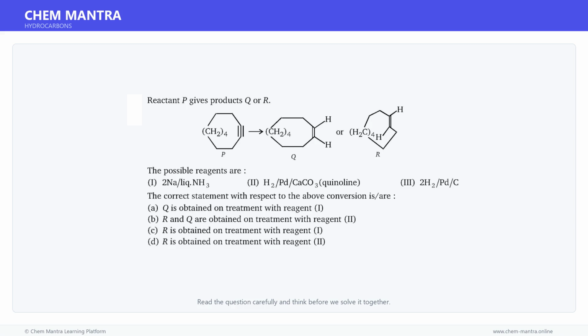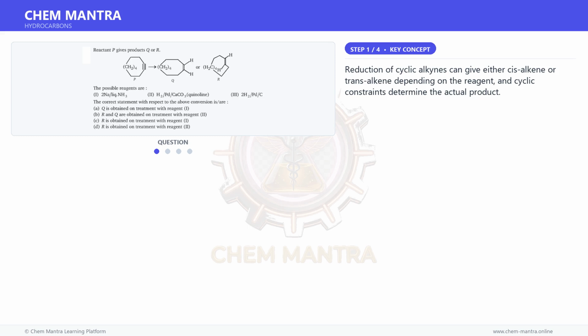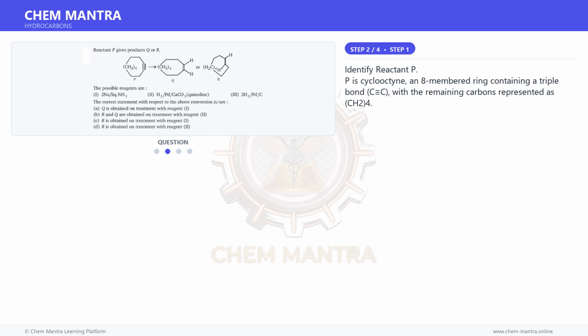Here is a question. Read it carefully and think about the answer. Let us solve it step by step. Let us first understand the key concept here. Reduction of cyclic alkynes can give either cis-alkene or trans-alkene depending on the reagent, and cyclic constraints determine the actual product. Moving on to the next step.